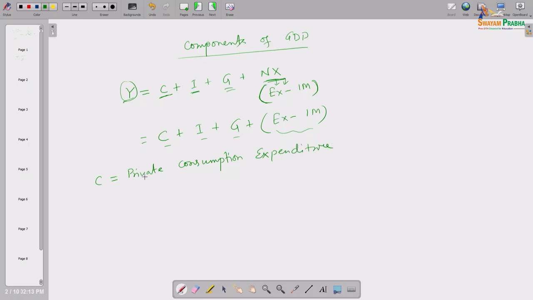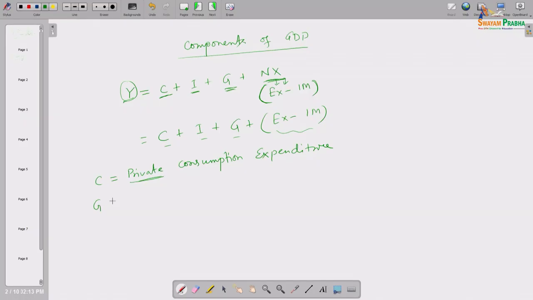Private consumption expenditure. By private, what are we referring to? By private, we are referring to all the households. Whatever activity is happening within the country, we are clubbing under two broader heads. One is private, another is government. This G is basically government expenditure.